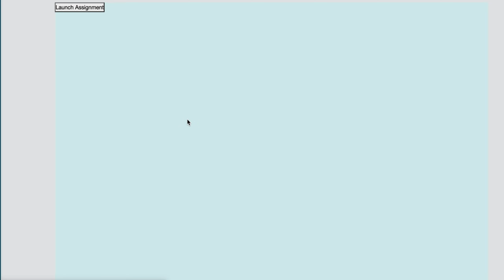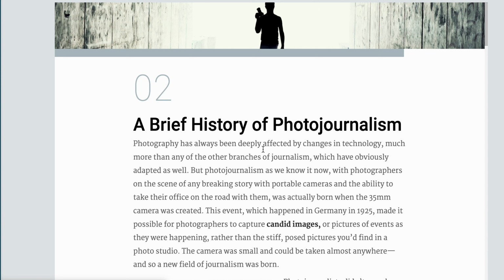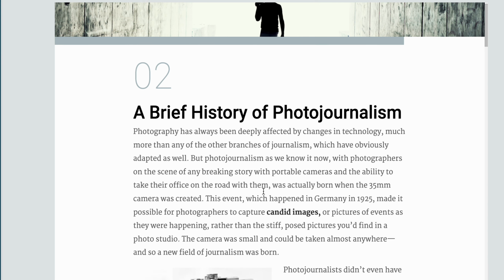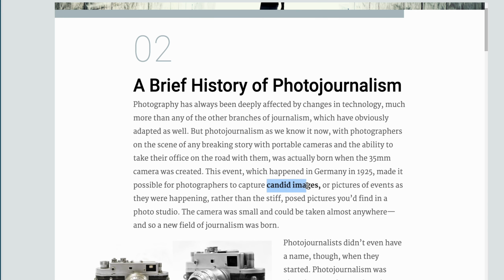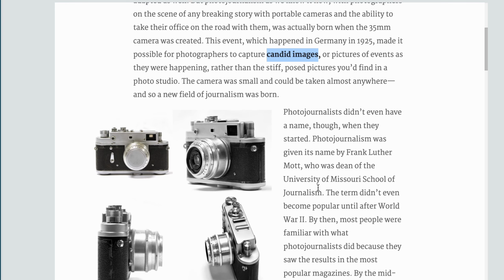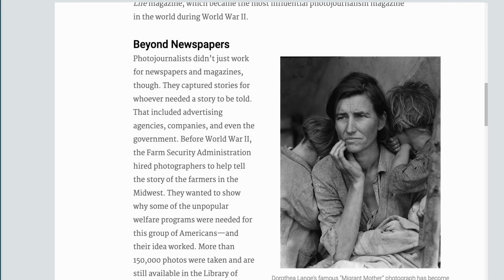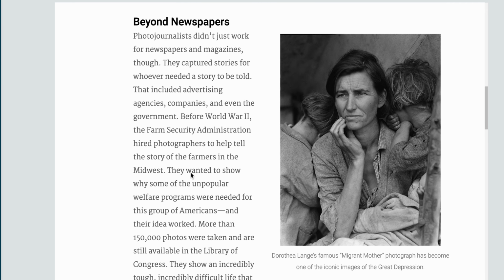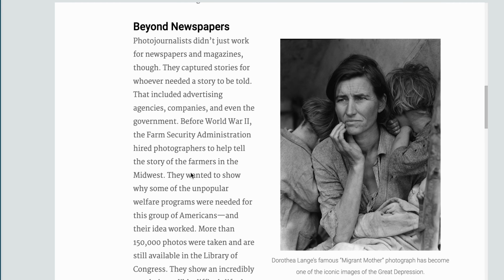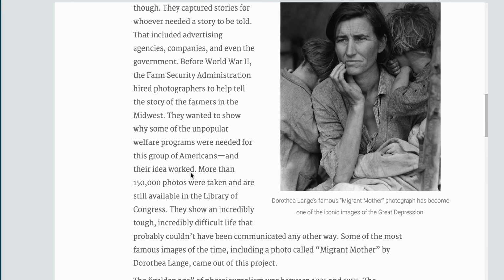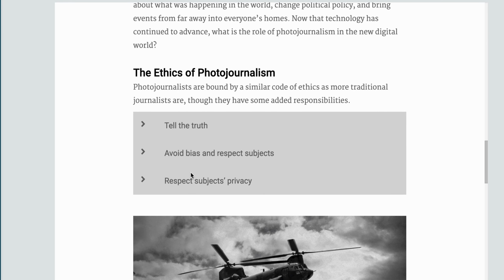If we go to lesson 2. Lesson 2 is a brief history about photojournalism. And photojournalism, we can tell that it started with the invention of the camera. And how it started by taking pictures that spread worldwide and send stories to people.